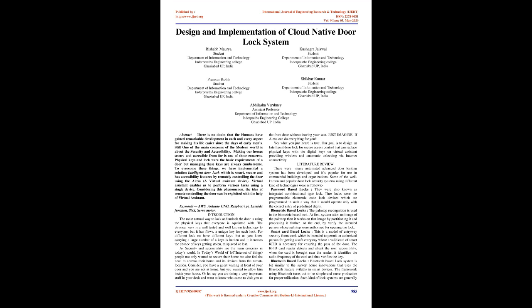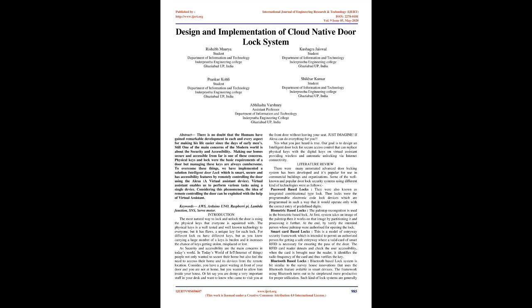Physical keys and locks were the basic requirements of a door, but managing these keys is always cumbersome. To overcome this, we have implemented a solution: an intelligent door lock, which is smart, secure and has accessibility features, by remotely controlling the door using Alexa, a virtual assistant device. A virtual assistant enables us to perform various tasks using a single device. Considering this, the idea of remote controlling the door can be exploited with the help of a virtual assistant.